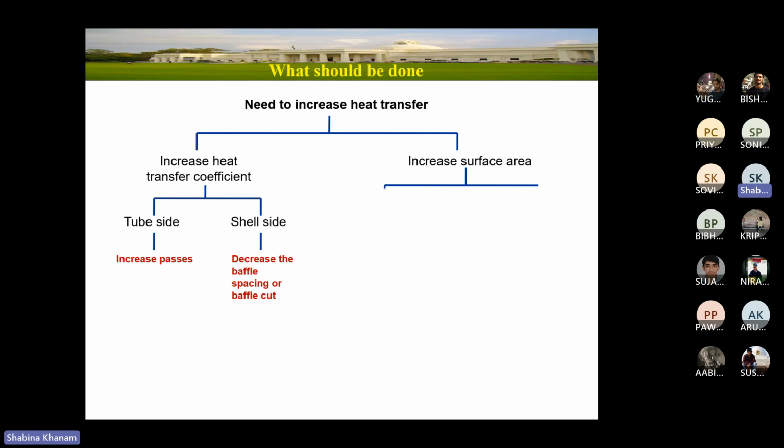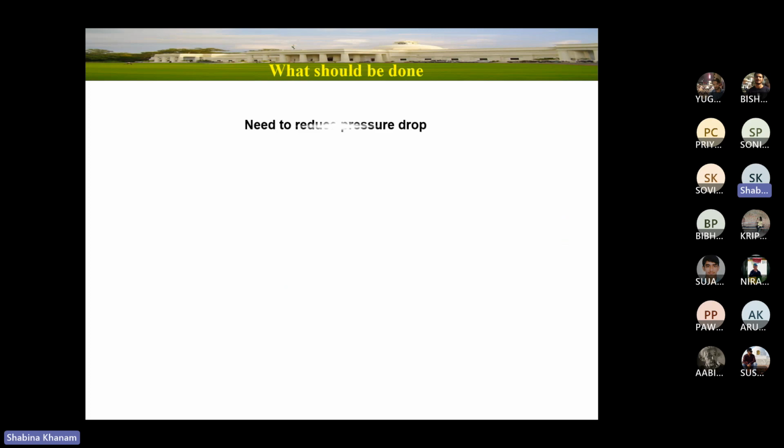To increase the area, we need to increase the tube length, increase the diameter and an appropriate number of tubes, and then we need to consider multiple shells in series. That you need to consider to bring the pressure drop to the permissible limit.